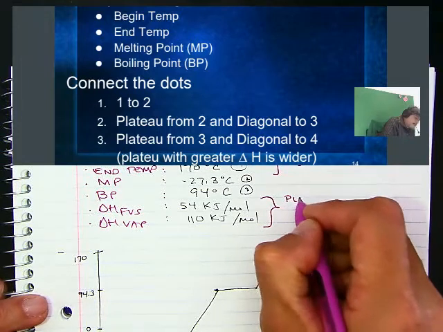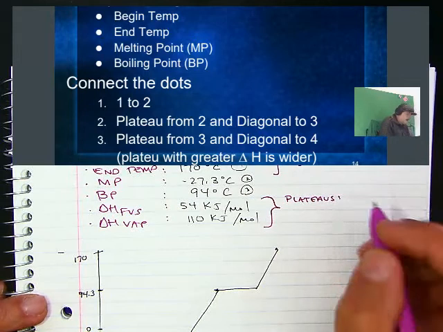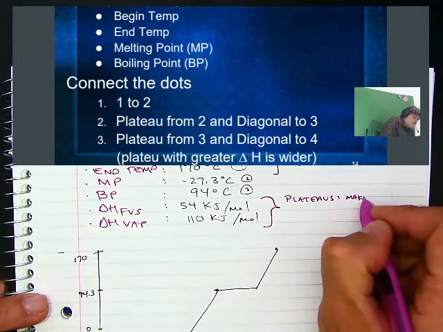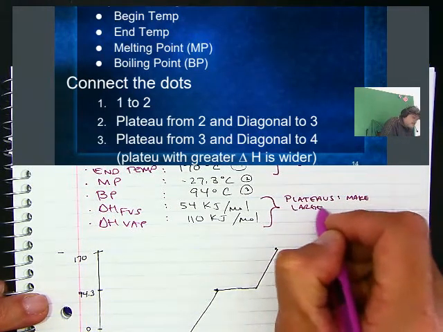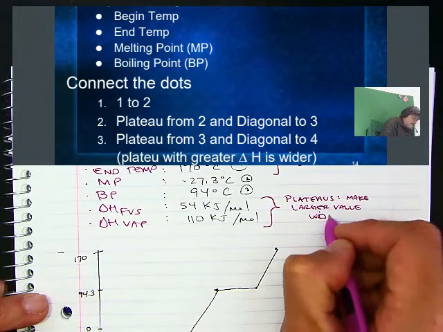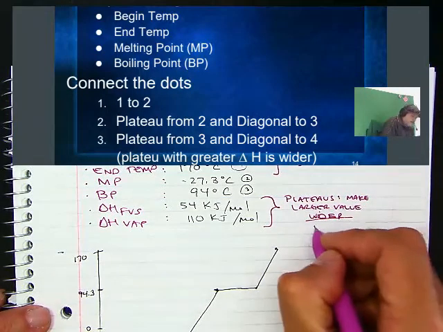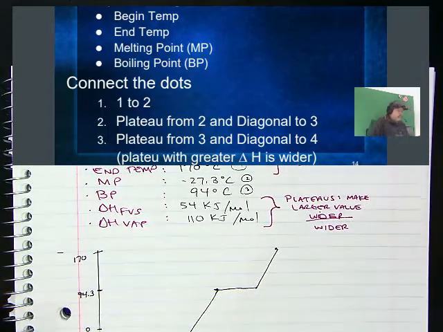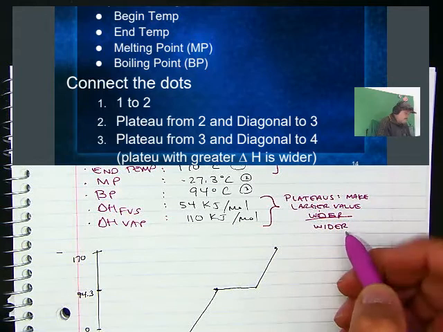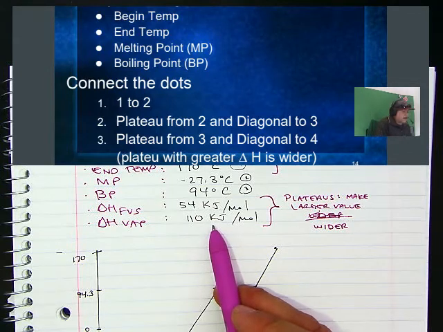As far as these plateaus, make larger value wider. Whoops, wider. That's a crazy way to write wider. I'll just rewrite it. Wider. So plateaus make larger value wider, okay? So out of these two, 110 kilojoules is the bigger number. So that should be your wider plateau.